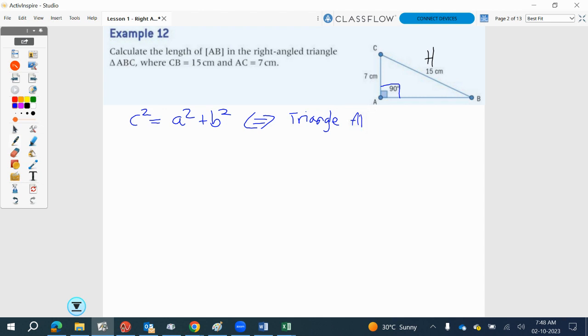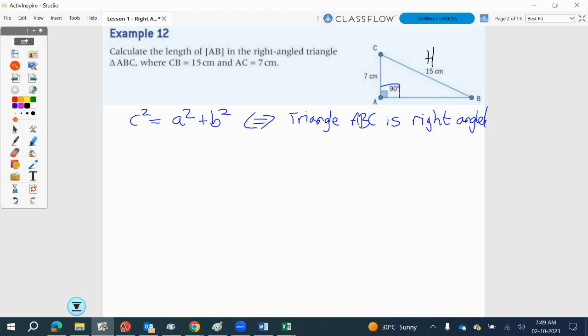ABC is right angled. So if triangle ABC is right angled, then c squared equals a squared plus b squared. If c squared equals a squared plus b squared, then triangle ABC is right angled.